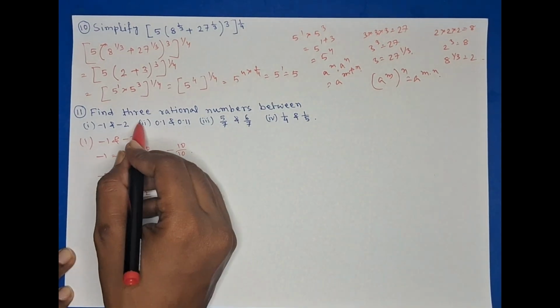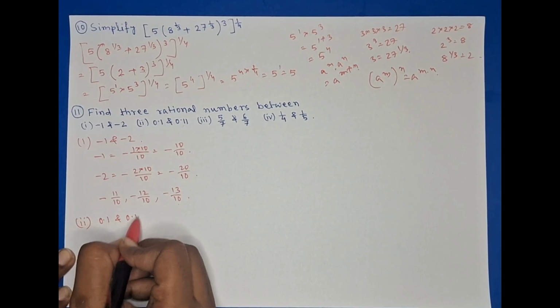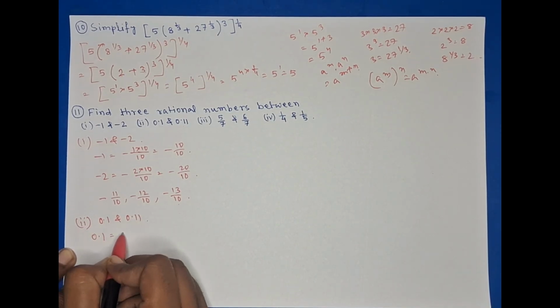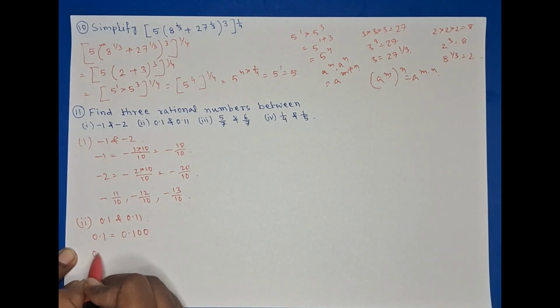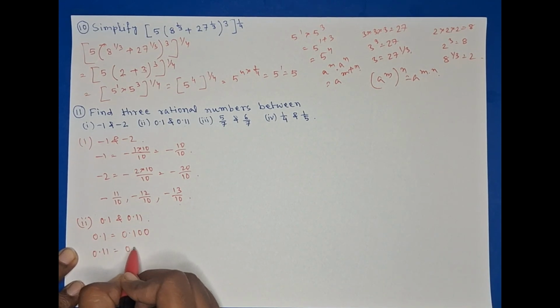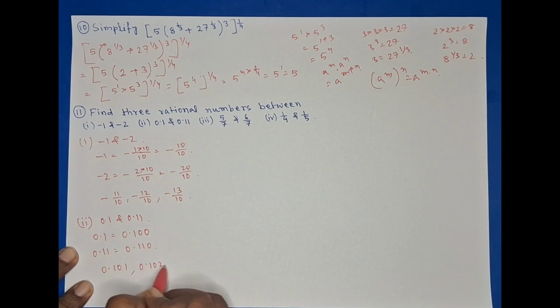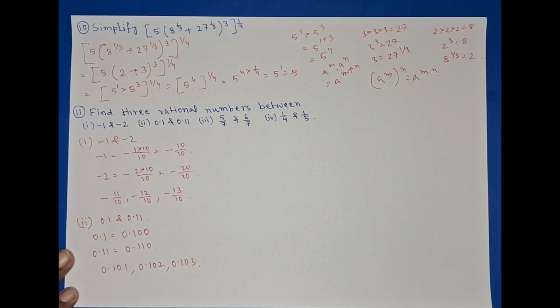And then comes this one, the 2nd, 0.1 and 0.11. Okay, so can you write 0.1 is equal to 0.100, and 0.11 is equal to 0.110? So in between these two, what we can find is 0.101, 0.102, 0.103. So three rational numbers we have found.